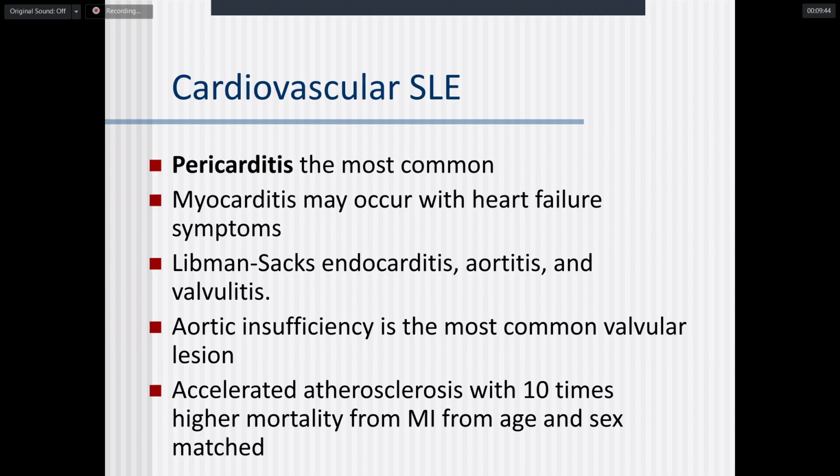These might develop pericarditis, most common, myocarditis, Libman-Sacks endocarditis, aortitis, valvulitis, aortic insufficiency, accelerated atherosclerosis with 10 times higher mortality from MI than age and sex matched.